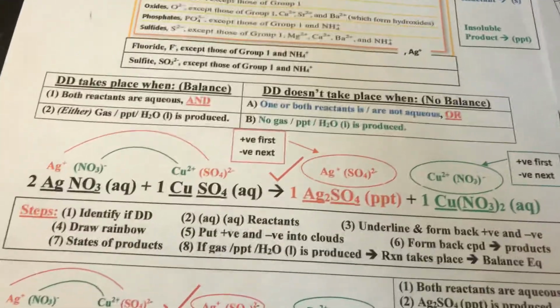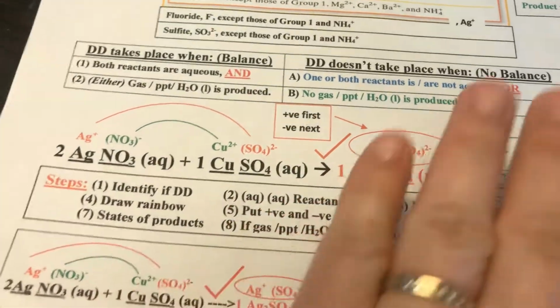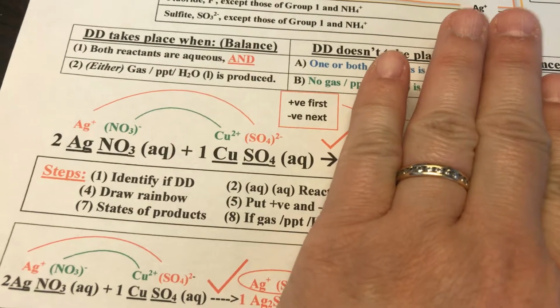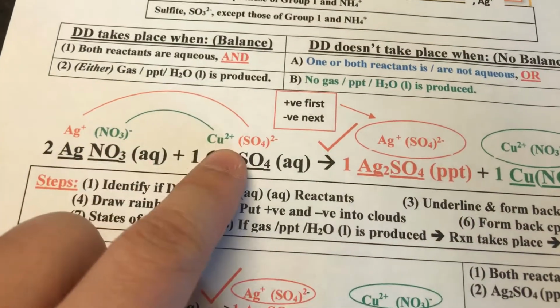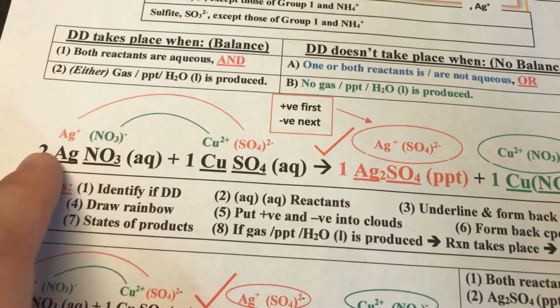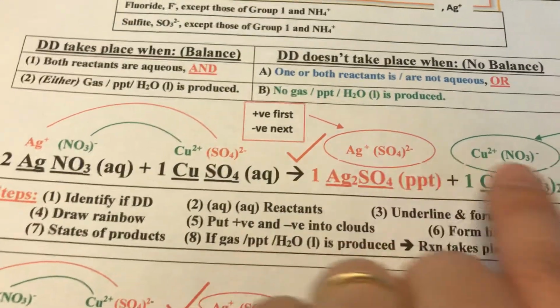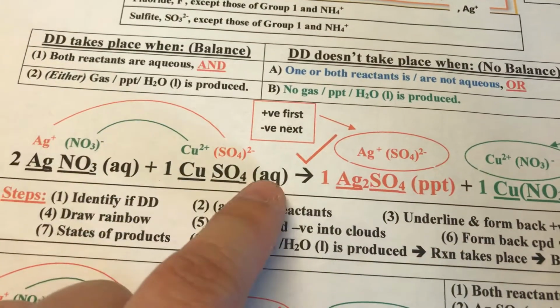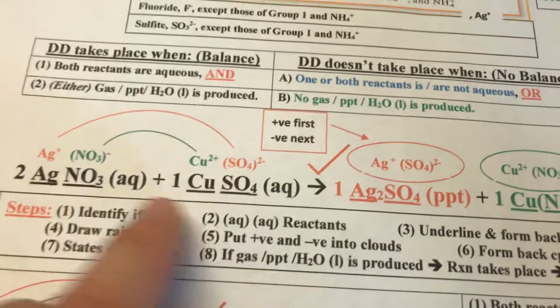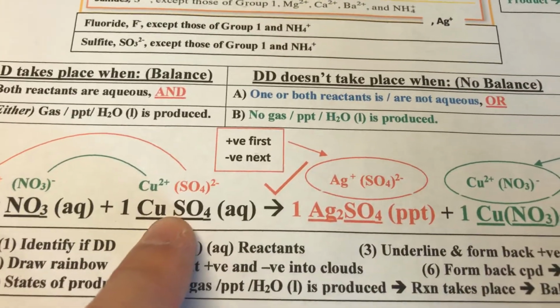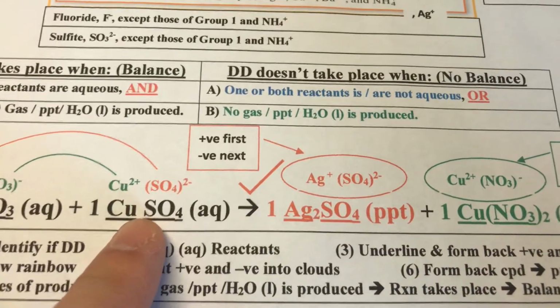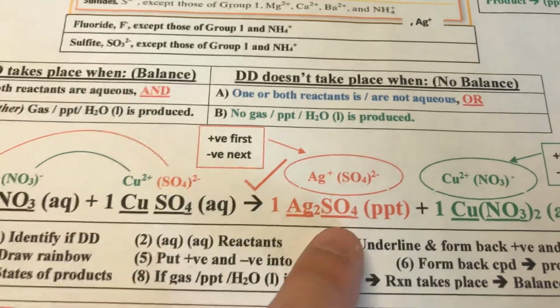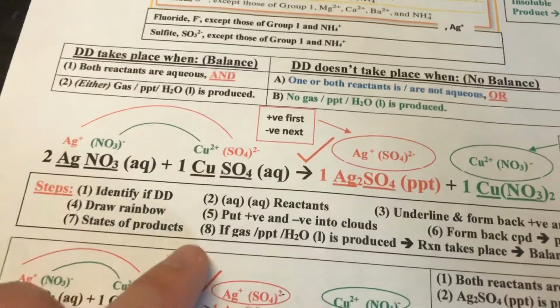So let's look at this. On the worksheet, I will only give you the two reactants. I will not give you the coefficients, the products, or the states. All I give you is AgNO3 and CuSO4. You need to predict whether a reaction takes place. If a reaction does take place, what are the products, and then you finally balance. So what are the steps to get this completed?